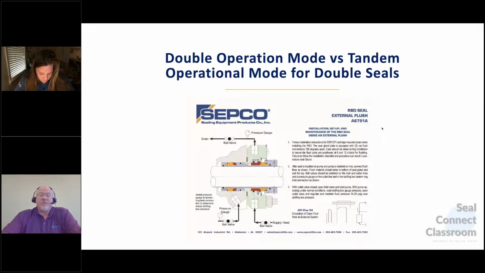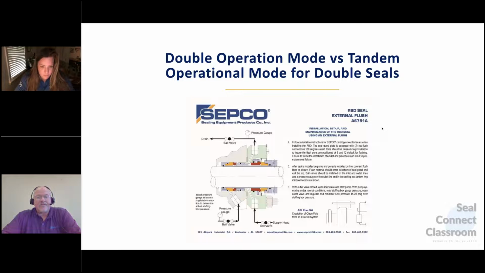Double seals, we inject the fluid between the two seals inside the seal cavity itself, not the pump stuffing box, but the seal cavity itself, at a higher pressure, at 15 to 20 psi above the maximum stuffing box pressure, so that we can be assured that the seal will run in double mode. When I say maximum stuffing box pressure, it's really important that you put gauges in the flush ports or the seal chambers of the stuffing box you're operating in, so you'll know exactly what that stuffing box pressure is.